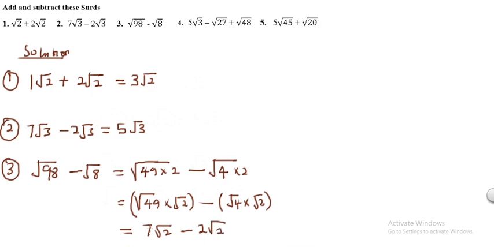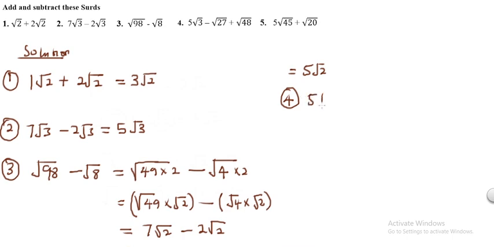So if you notice, we now have the same surds for each of the numbers. So we can safely subtract now. You have 7 here and 2 here. This is 7 minus 2, which is equal to 5 root 2. So that's it for question number 3. For questions number 4 and 5, you can pause the video and try to solve it yourself. For questions 4 and 5, we are simply going to be doing the same thing.